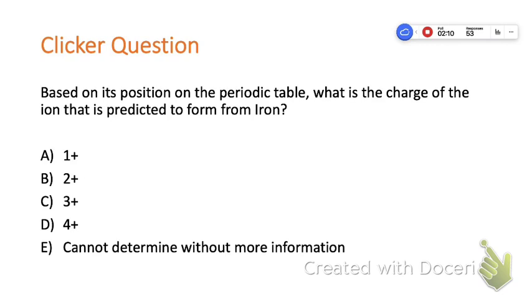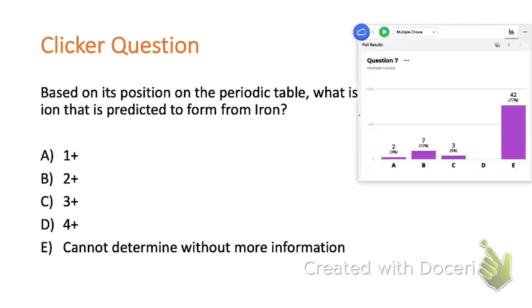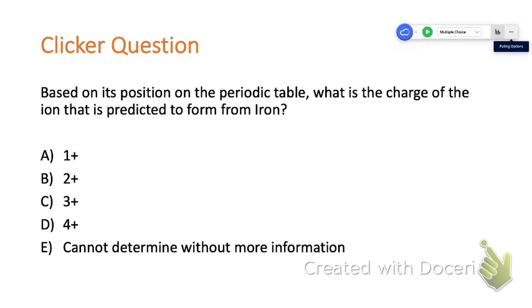All right. Do we feel pretty confident in our answers? Let me close this out. I'm going to take a look because I'm in the back of the room. Someone want to explain why we have this kind of smattering of the different answers, but then a lot of people are saying cannot determine without more information? Ryan, what did you guys discuss? Bradley, what did you discuss?